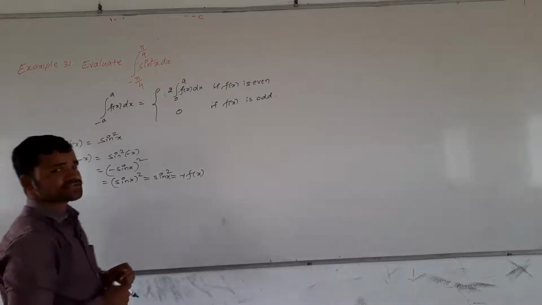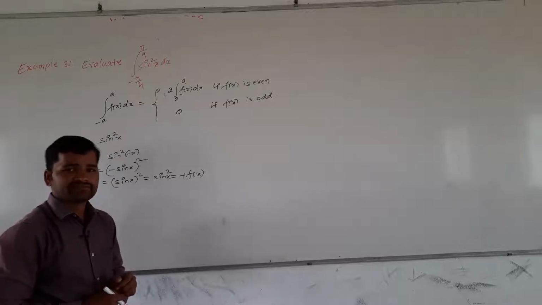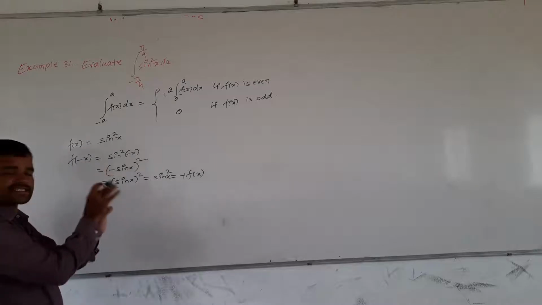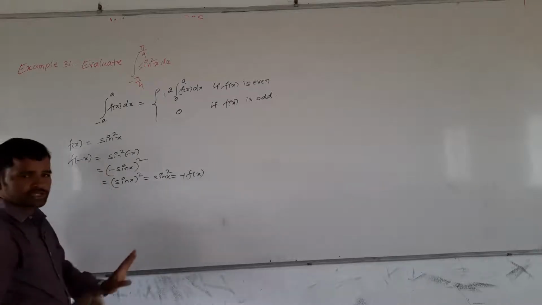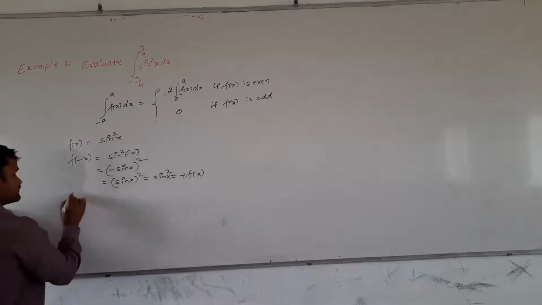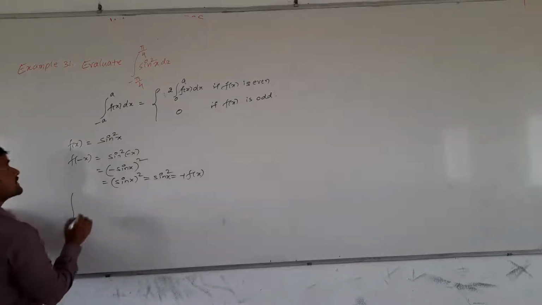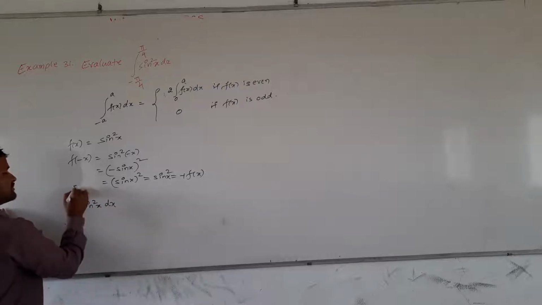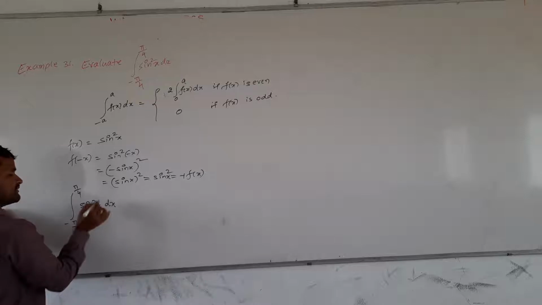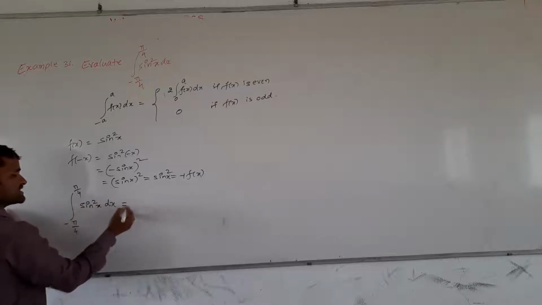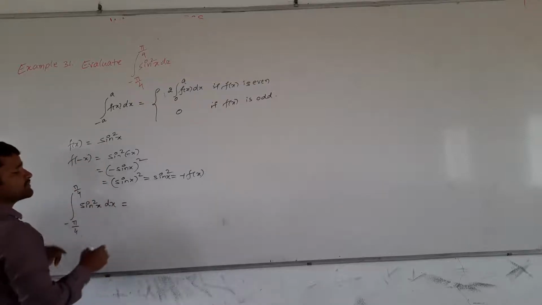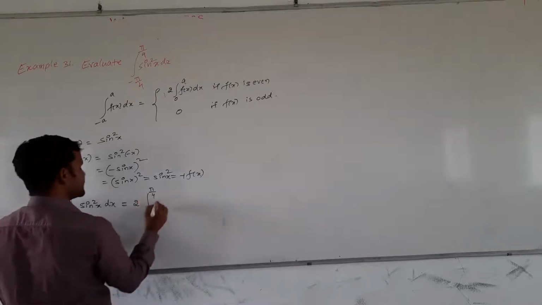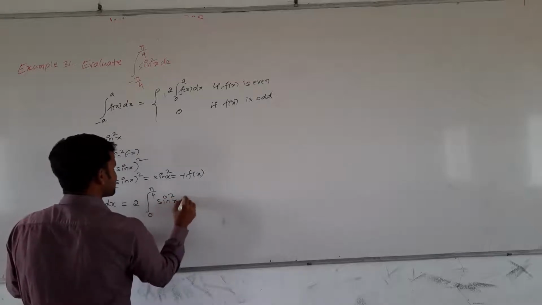So, sin square x is the even function. As sin square x is an even function, you need not write everything here. If you use the properties directly, it is more than enough. Now, our integral of sin square x with respect to x from minus pi by 4 to plus pi by 4, as the given function f of x is equal to sin square x is even, I should use this property. This becomes 2 times the integral from 0 to pi by 4 of sin square x dx.